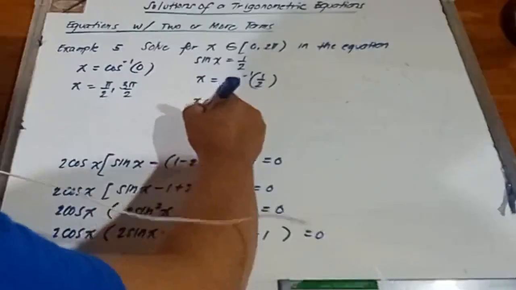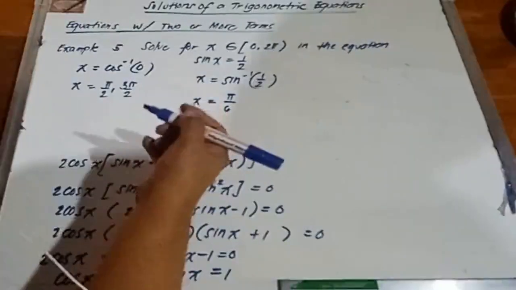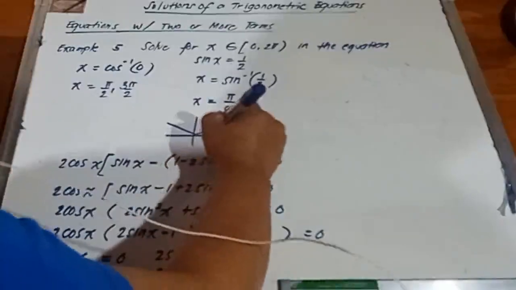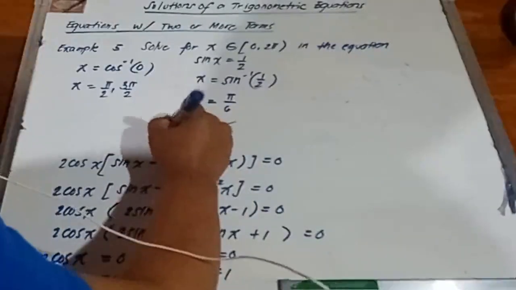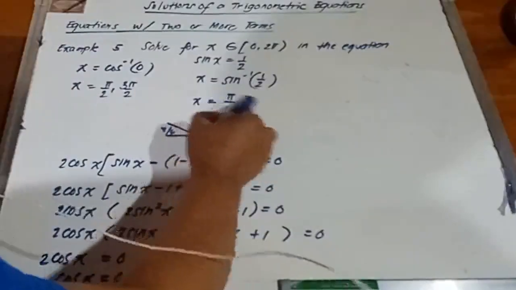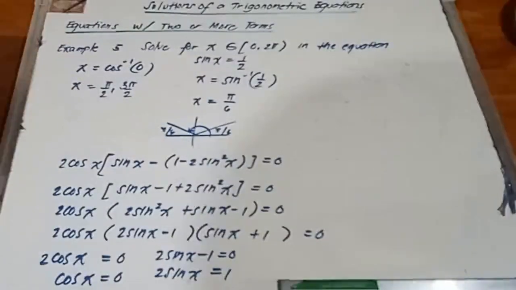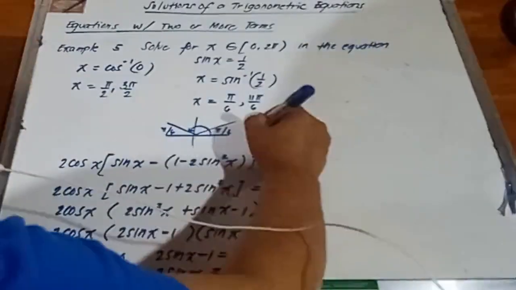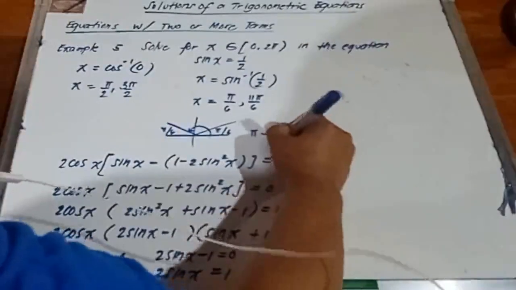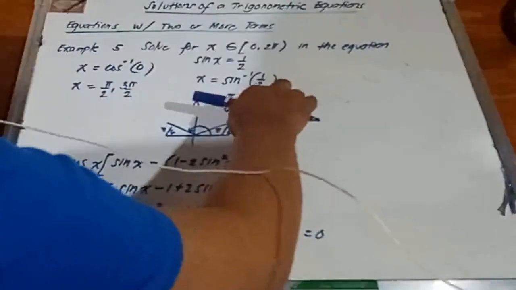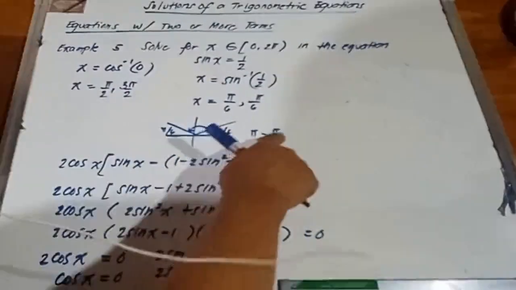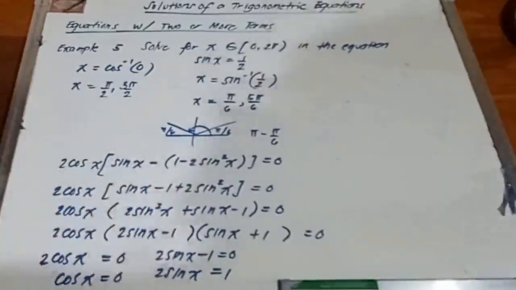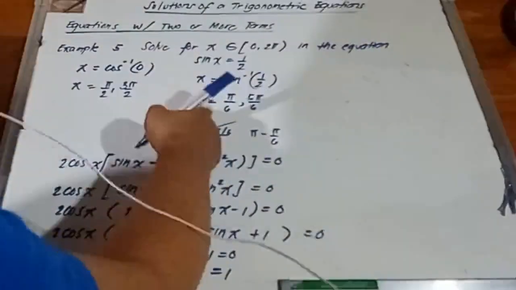Positive, so siya ay nasa first quadrant at saka second quadrant. Ito yung pi over 6 sa reference angle. We need this angle in standard position. So, that is pi minus pi over 6. Tama, check natin. Pi minus pi over 6, so that is 5 pi over 6. Tama. So, we have pi over 6 and 5 pi over 6.